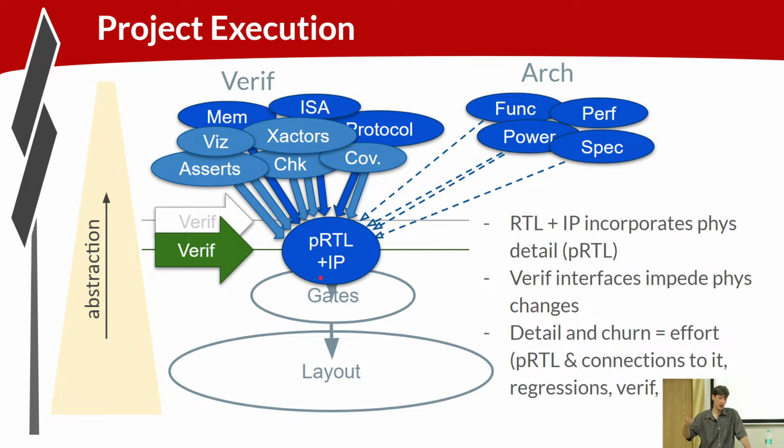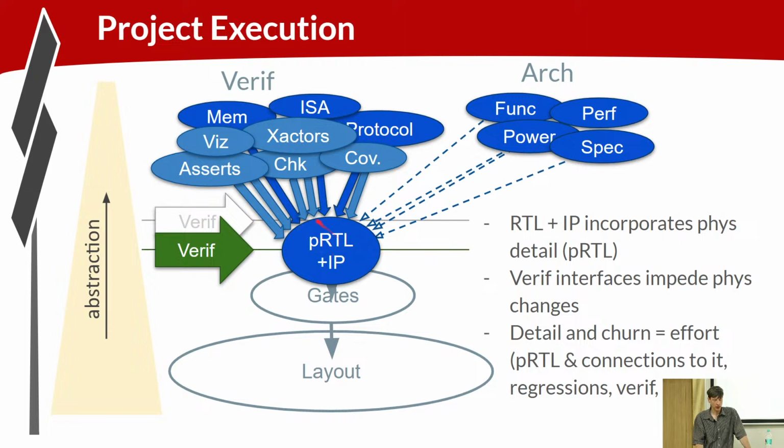So all of this change is motivated by physical constraints. It represents churn in your model. It represents detail in your model. So you end up with RTL code that incorporates this physical detail that we refer to as physical RTL. I don't know, that was kind of an Intel term. I don't know if it's used elsewhere.